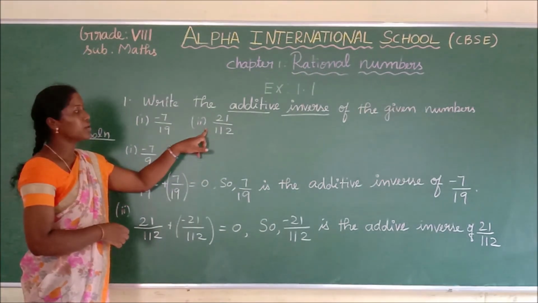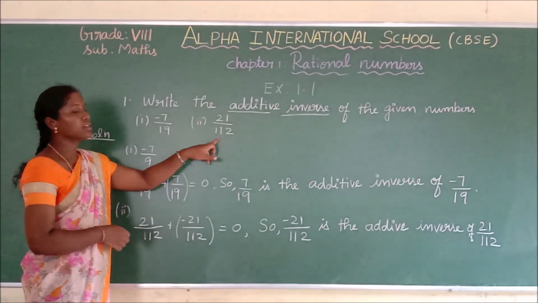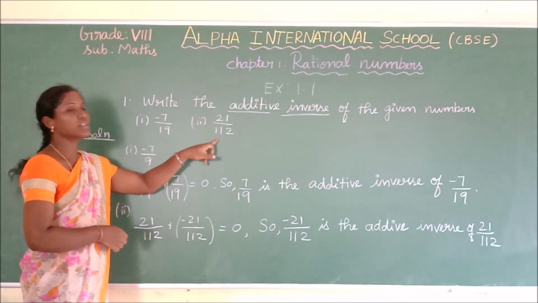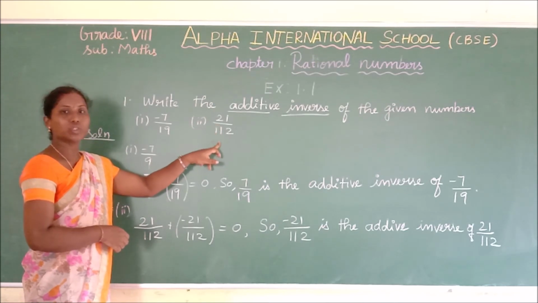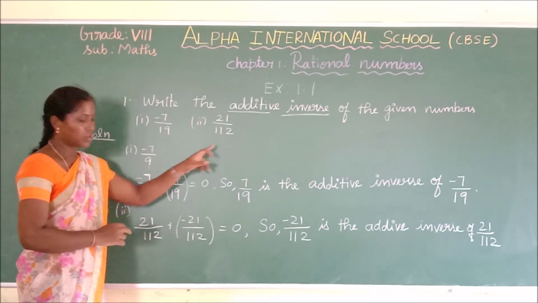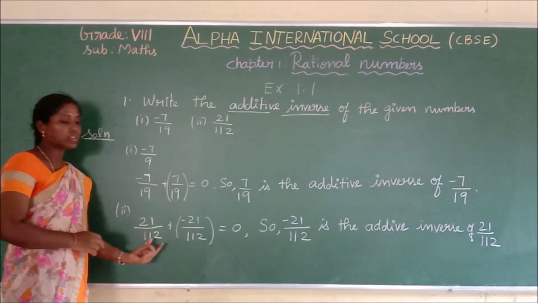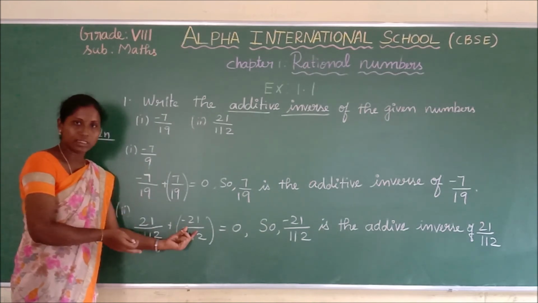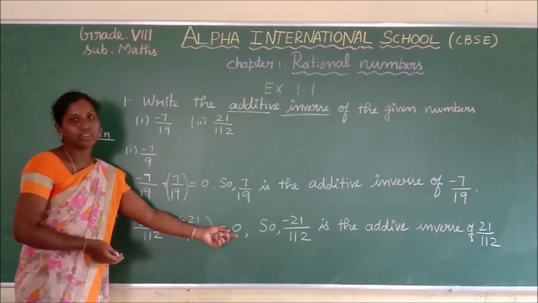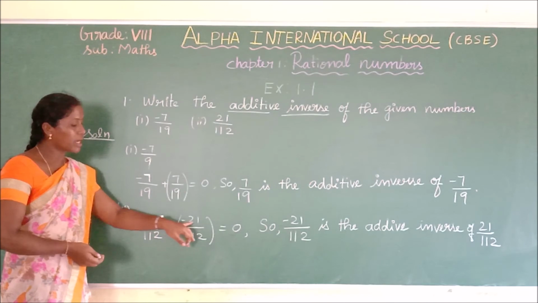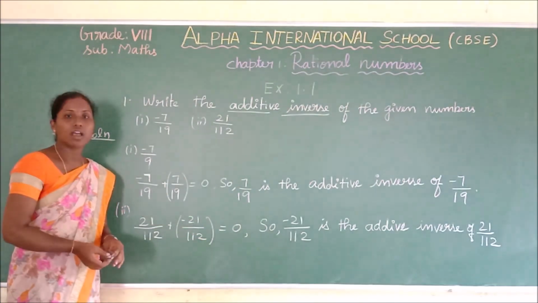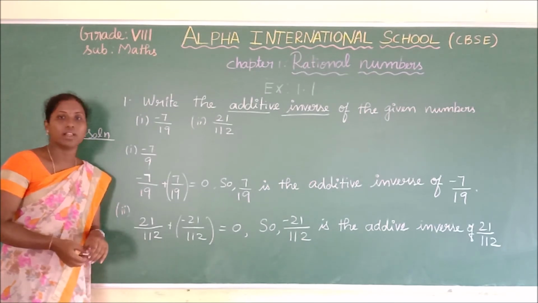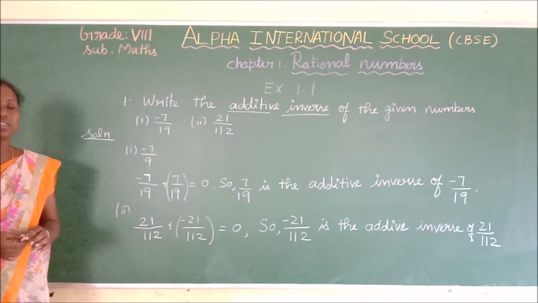Look at the second problem, 21 by 112. Think what will be the additive inverse for 21 by 112? The negative of the number itself. If you add the negative of the number itself, we will get the result as 0. So we can say that minus 21 by 112 is the additive inverse of 21 by 112. Okay, next we will solve the next problem.